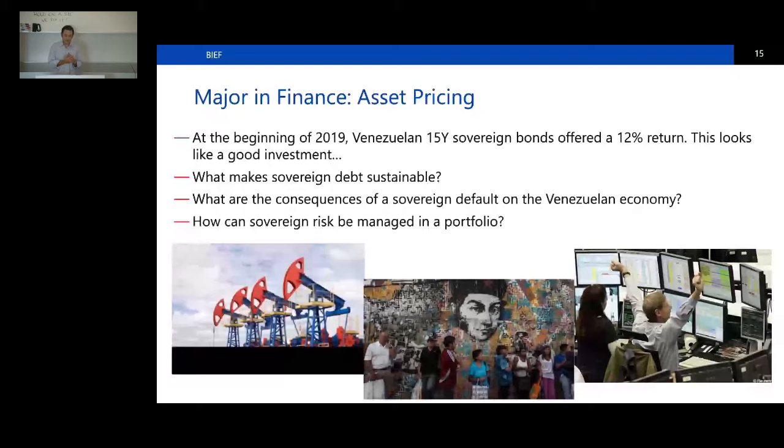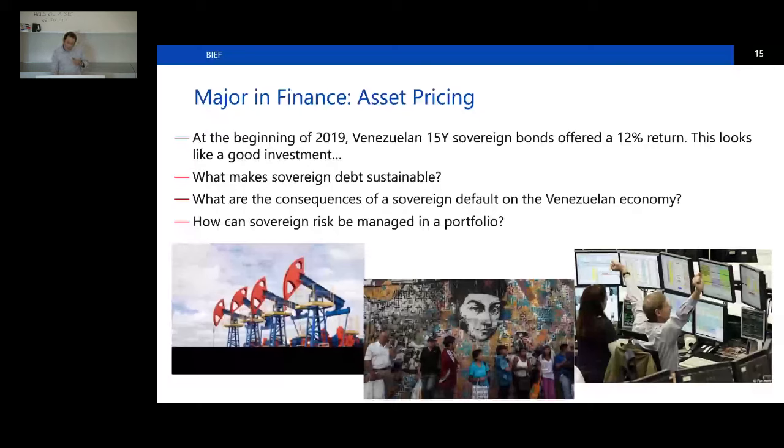type of risk, okay? And after we understand what the risks of bond investing are in this example, or what the risks associated to Venezuelan sovereign bonds are, the question is, how do we manage this risk? How do we keep this risk under control if in our portfolio we have some of these bonds?